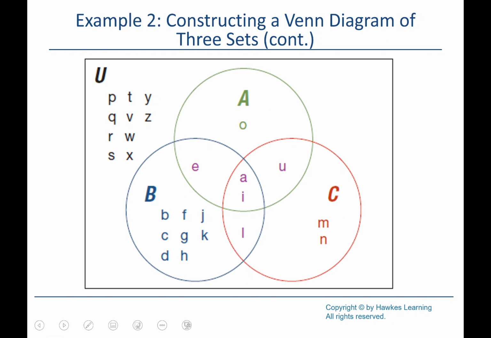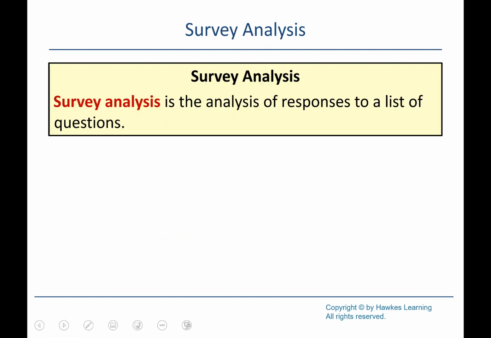So we already mentioned it a little bit here, but we're doing survey analysis in this section. And that's just exactly what it sounds like. Our definition is almost the term again. We're analyzing surveys. What it says is we're analyzing responses to a list of questions, also known as a survey. So we're going to use Venn diagrams to do that.